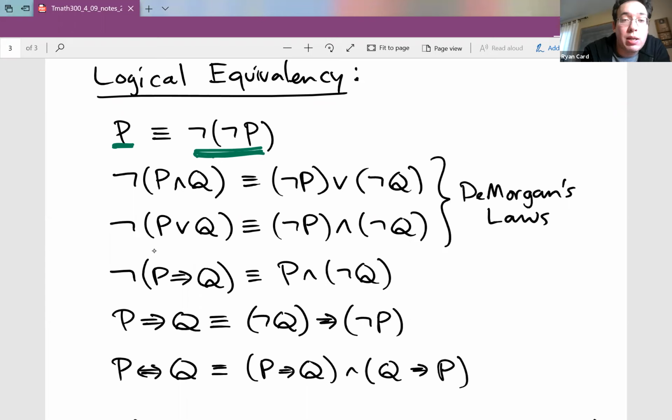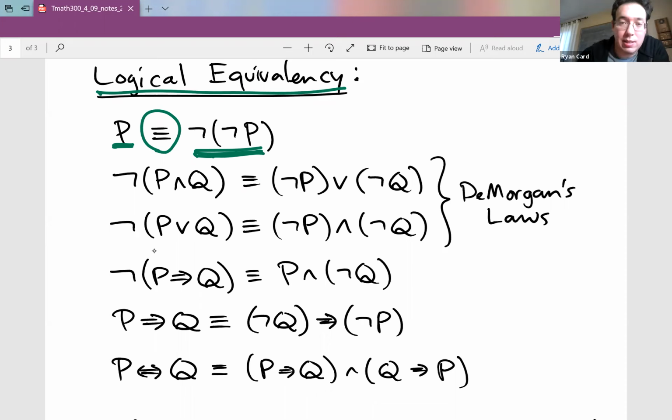So I'm gonna write logical equivalence with something that looks like an equals symbol, except there's like 3 parallel lines instead of the usual 2. The reason why I'm using a distinct notation here is that if I say equal, it looks like I'm saying the truth value of the left and the right hand side is equal. But what I want to say is something that's stronger.